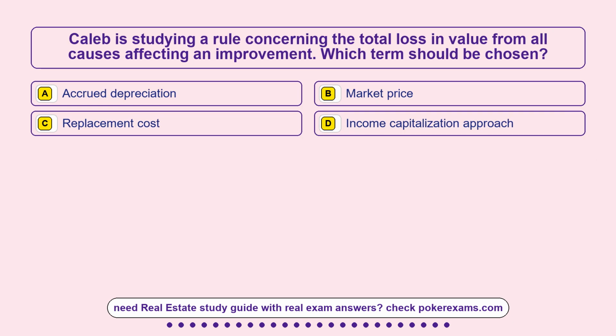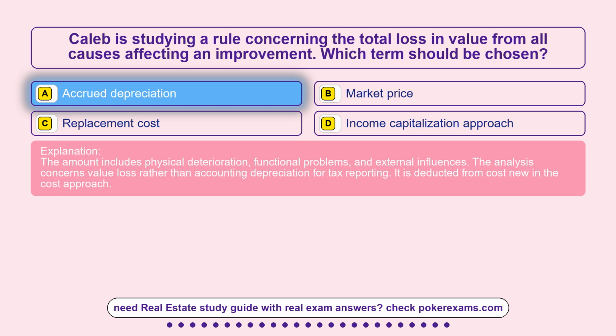Question 6. Caleb is studying a rule concerning the total loss in value from all causes affecting an improvement. Which term should be chosen? Option A, accrued depreciation. Option B, market price. Option C, replacement cost. Option D, income capitalization approach. The correct answer is option A, accrued depreciation.